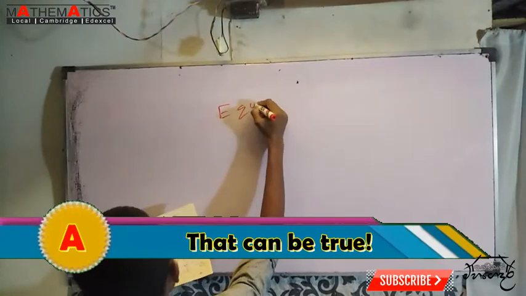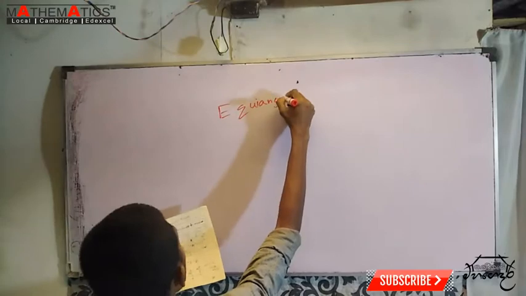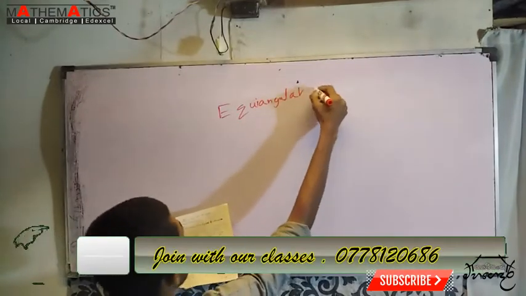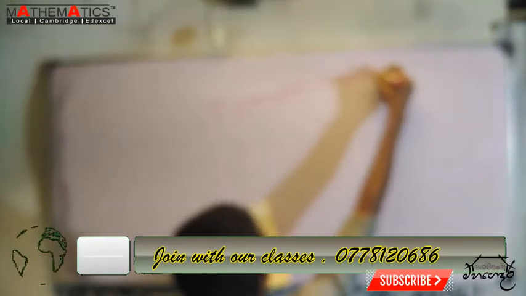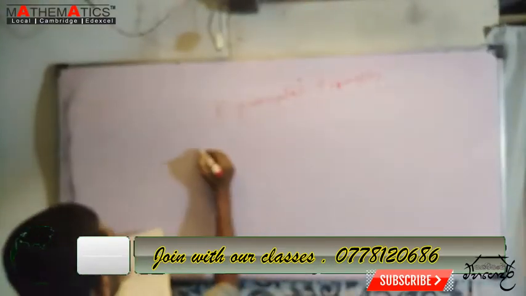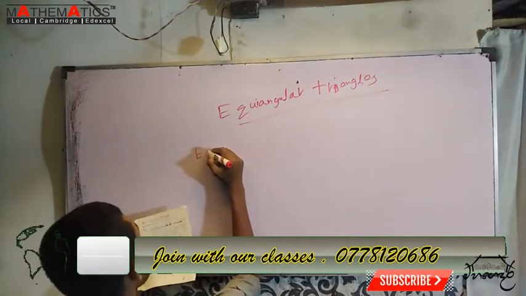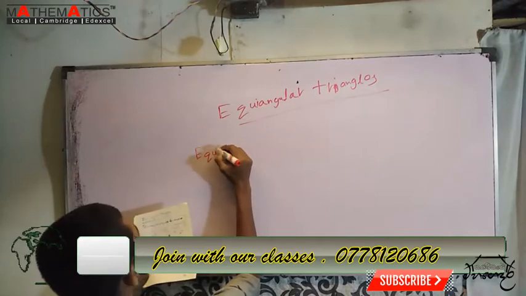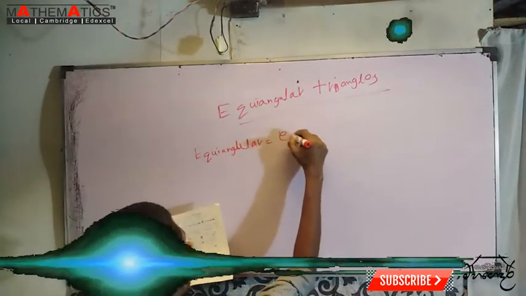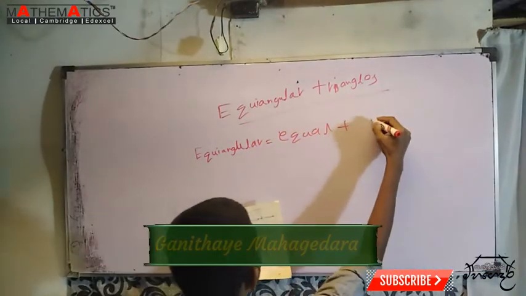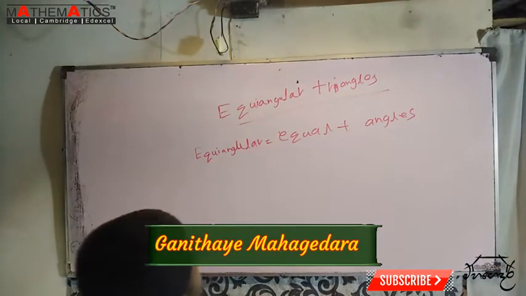We will make a review about equiangular triangles. Now we will review the definition of an equiangular triangle. The meaning of equiangular: equal plus angle. This is the meaning of equiangular, equal plus angle.